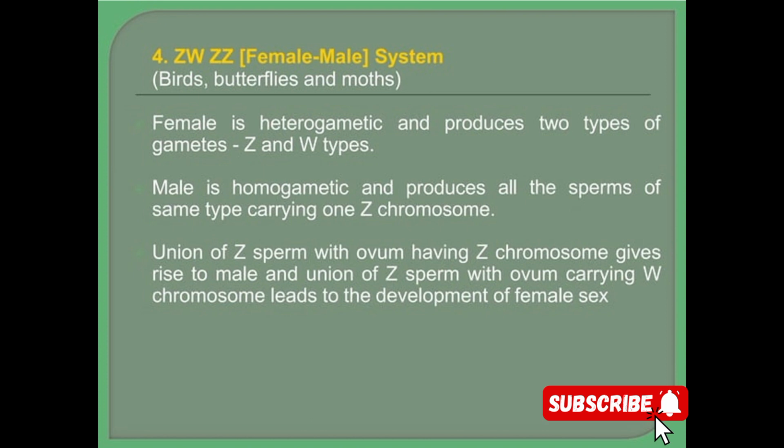ZW-ZZ female-male system. Here female is heterogametic and male is homogametic, and this type of sex determination is present in birds, butterflies, and moths. Here female is heterogametic and produces two types of gametes, ova, Z containing ova and W containing ova, and male is homogametic and produces sperm containing only a Z type of sperm. So here the sex of the individual is determined by the female, because female is heterogametic. So the sex of the individual is determined by the type of ova combined with the sperm. And the sex ratio between male and female here is 1:1.